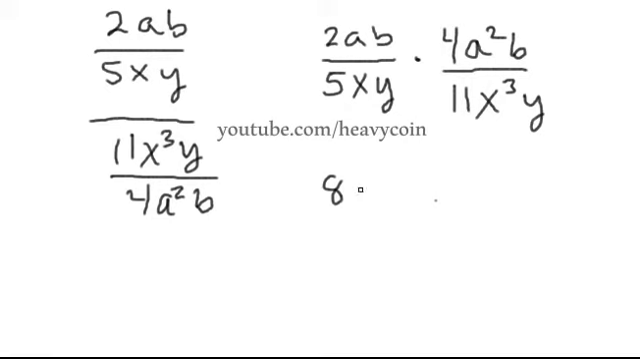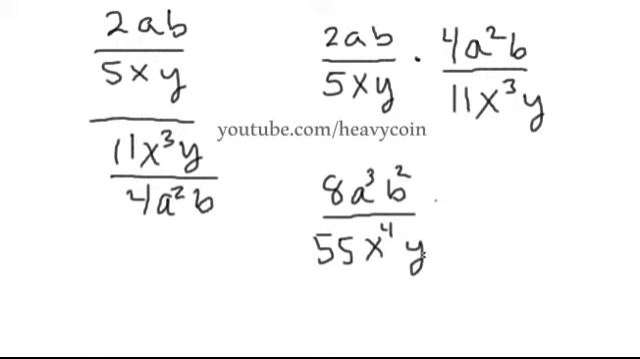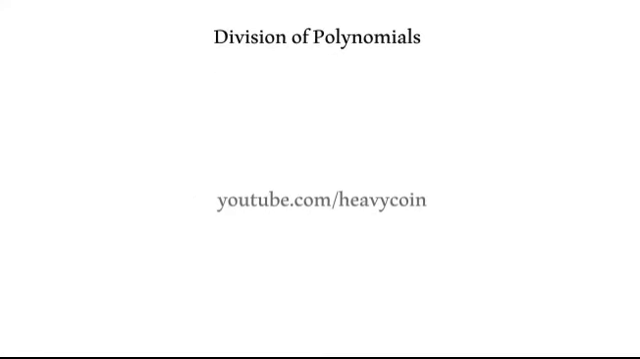A times a squared is a cubed. And b times b is going to be b squared. And that's all over, let's see, 5 times 11 is 55. We have x times x cubed is x to the 4th. And y times y is y squared. Okay, so there wasn't anything that we can... so these are both equal. Alright, moving on. We are going to move on to bigger and better things, hopefully.